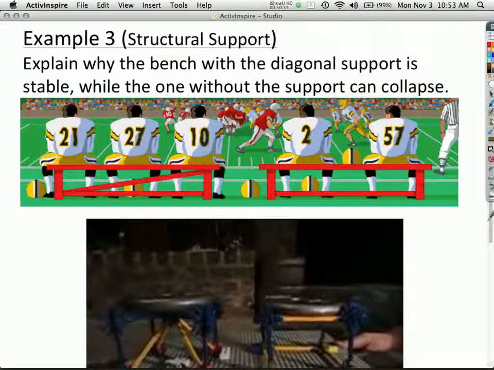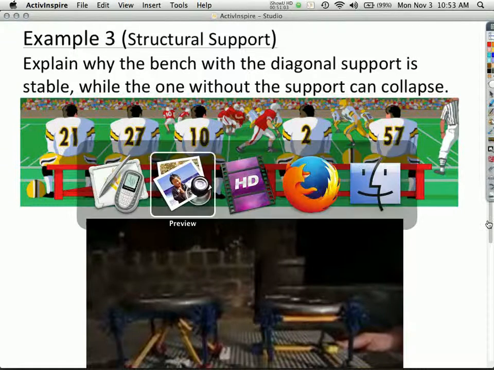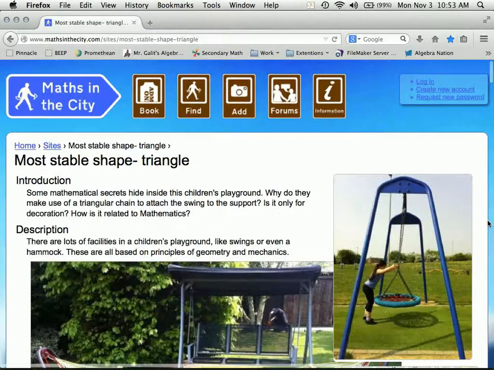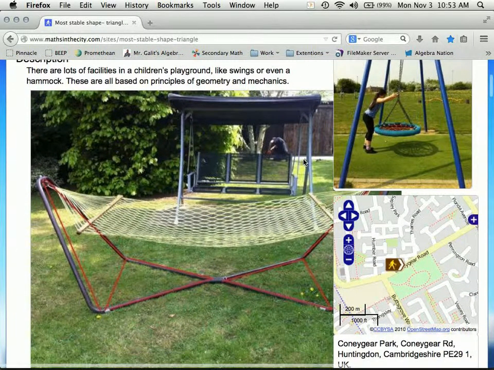I didn't do a very good job of explaining triangle rigidity. I'm going to go a little bit deeper now. So first of all, I want to show you something. This is a website, and there are quite a few different ones. It's called Maths in the City. I want you to look at some of the pictures, and keep in mind that my projector is still not showing the colors properly.